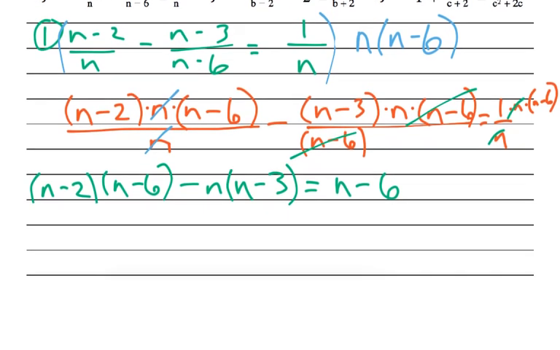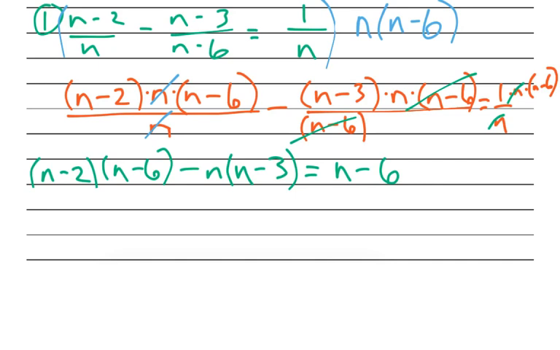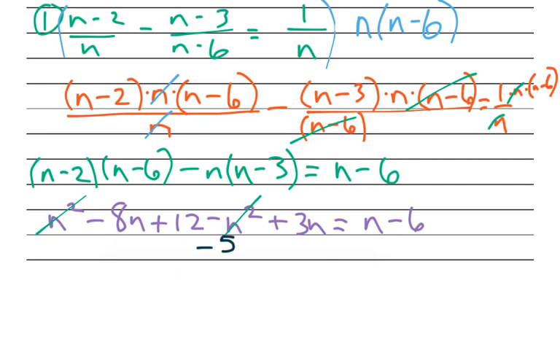I'm going to move this up so that we can see my next steps. I'm going to distribute: n squared minus 8n, because I got minus 2n and minus 6n, plus 12, minus n squared plus 3n equals n minus 6. The nice thing about this is that my n squared terms go away. So in this problem, I'm not dealing with a quadratic. And then I'm going to scan through the left side. I see 3n minus 8n will give me negative 5n. Scan through and I see plus 12. And that's equal to n minus 6.